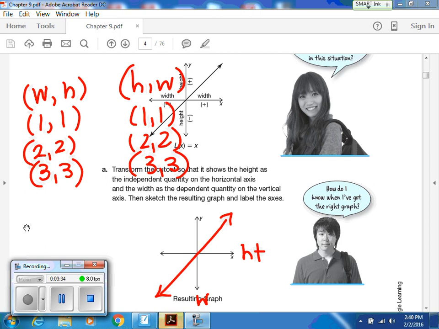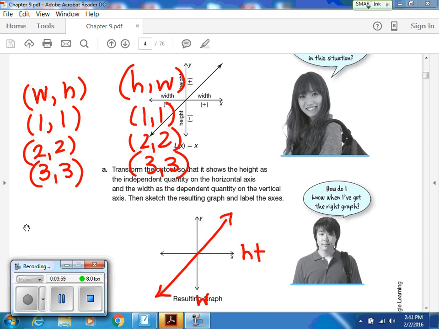Is that a function? You said yes, and you said no. Let's settle it. It is. Why is it? Because it passes the vertical line test. Exactly. Yeah, it passes the vertical line test.